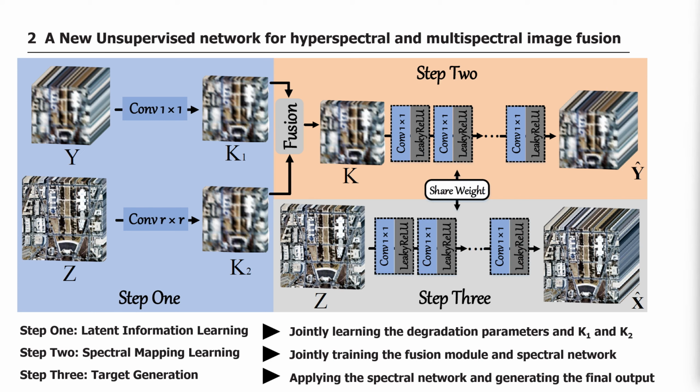Once obtaining K1 and K2, we can learn the spectral mapping from K to Y. In order to fully utilize the information hidden in K1 and K2, we design a fusion module to integrate K1 and K2, obtaining K. Then, using multiple 1x1 convolution operators to establish the spectral mapping. Last, we apply the learned spectral mapping to Z and obtain desired X.